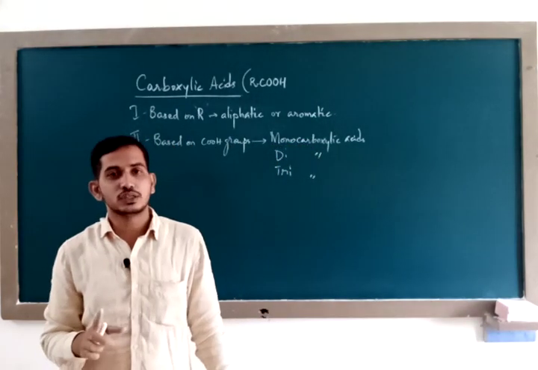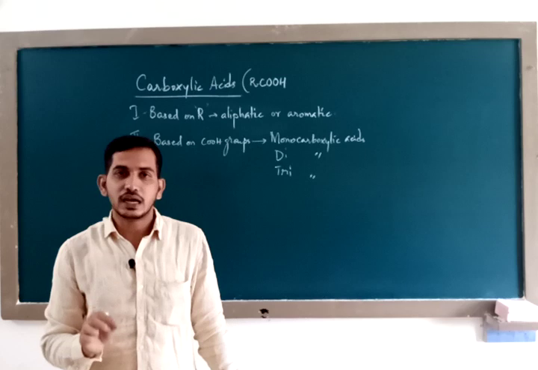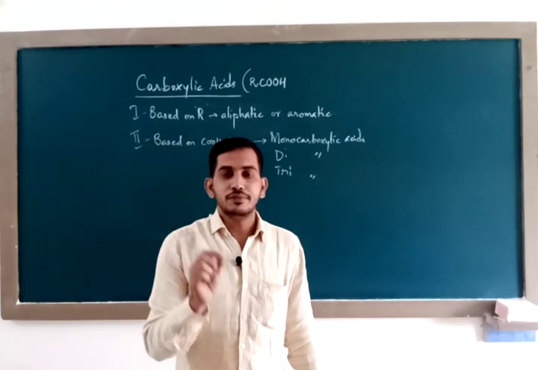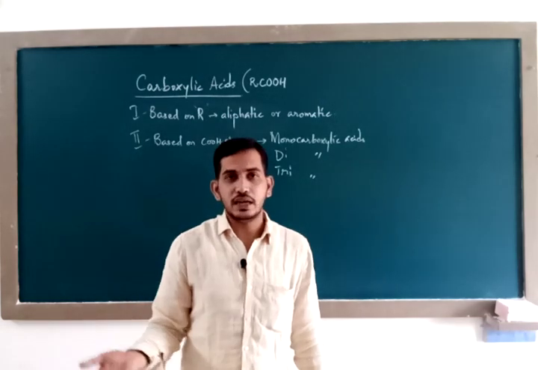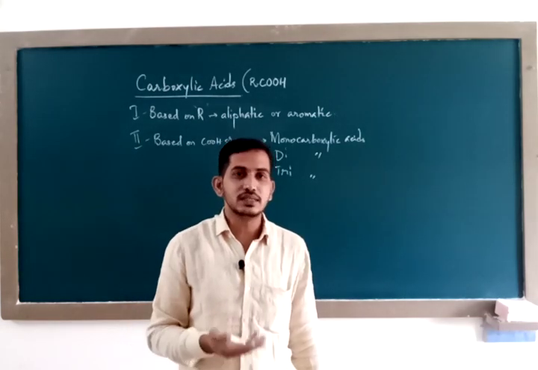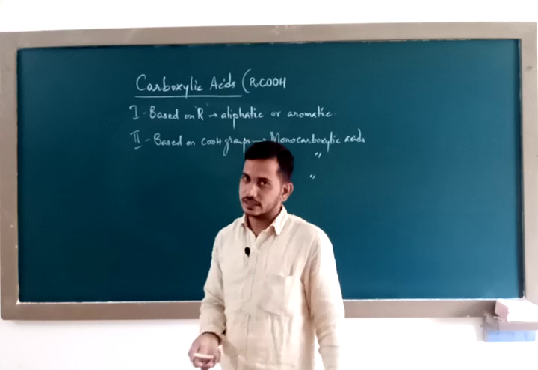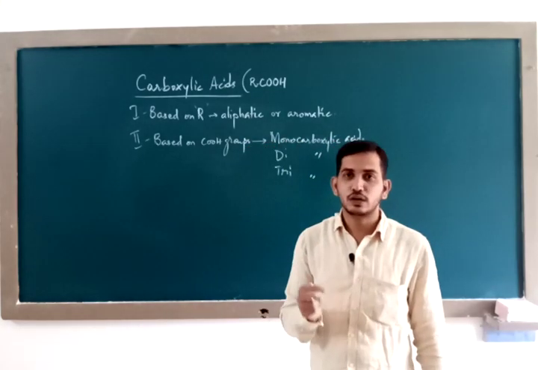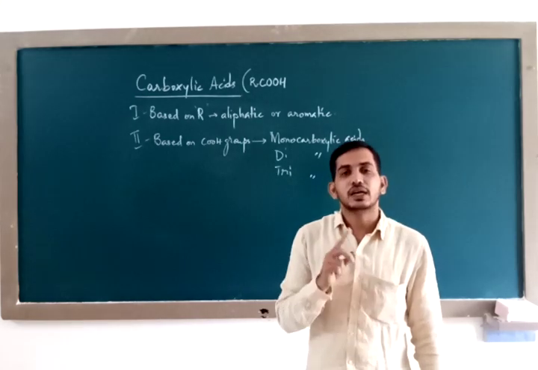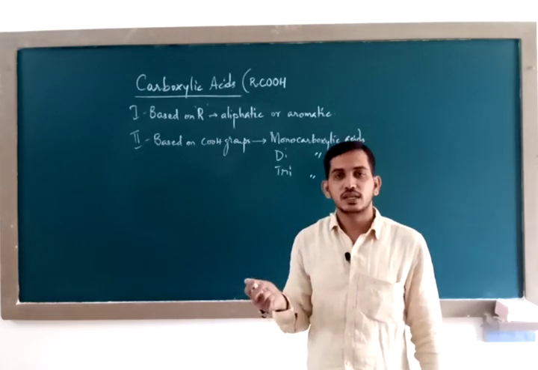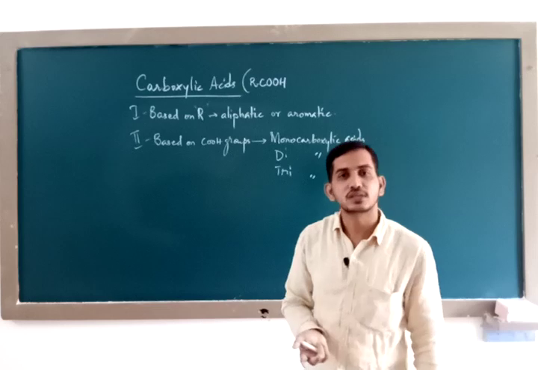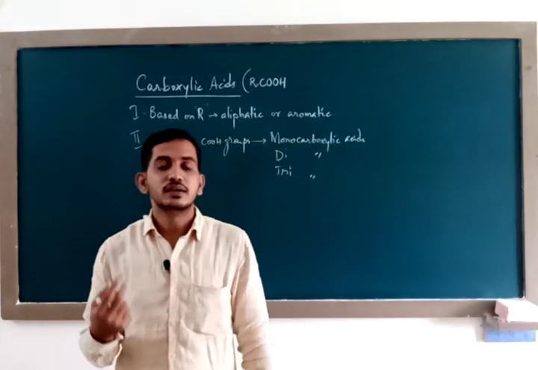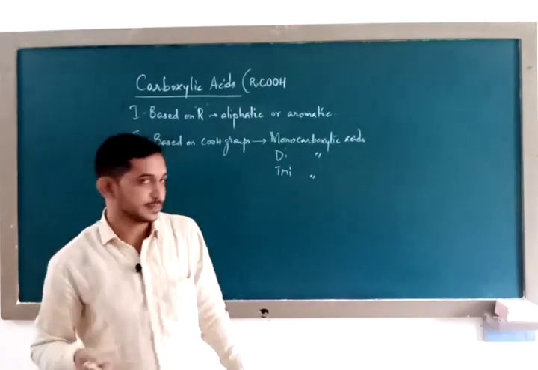First is based on the nature of R group. If it is alkyl group, then such carboxylic acids are called aliphatic. If R is benzene ring, phenyl group, etc., then we call them aromatic carboxylic acids. The second type of classification is based on the number of carboxylic groups they contain. If they contain only one, then monocarboxylic acid. If they contain two, dicarboxylic acid. And if a carboxylic acid is containing three carboxyl groups, then tricarboxylic acids.